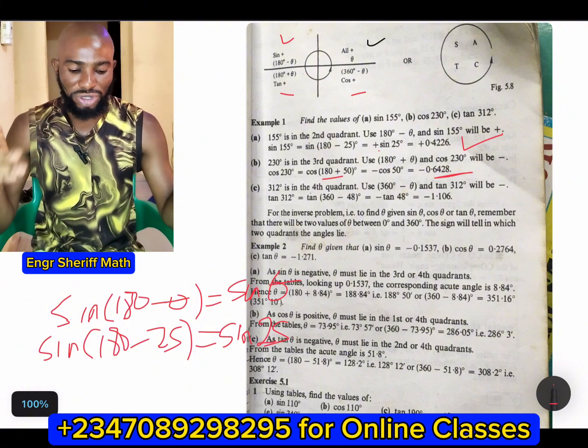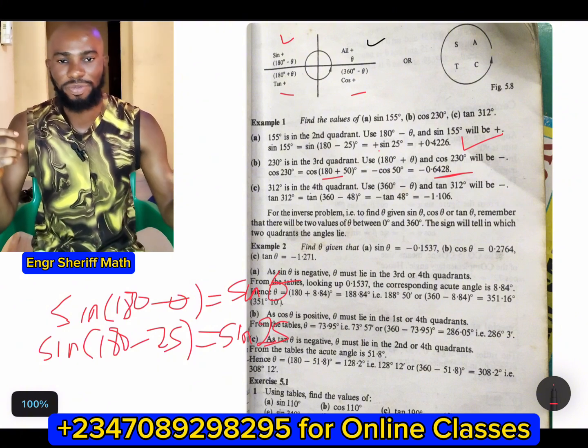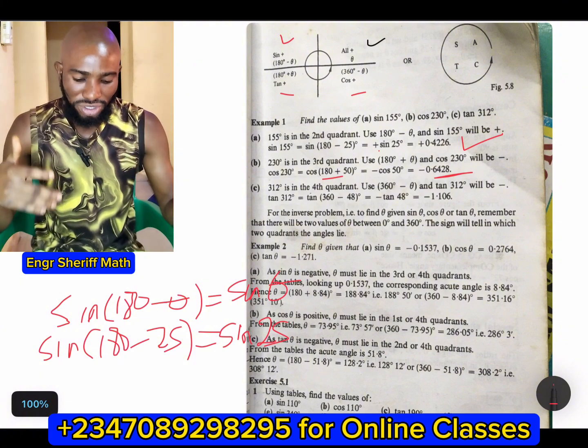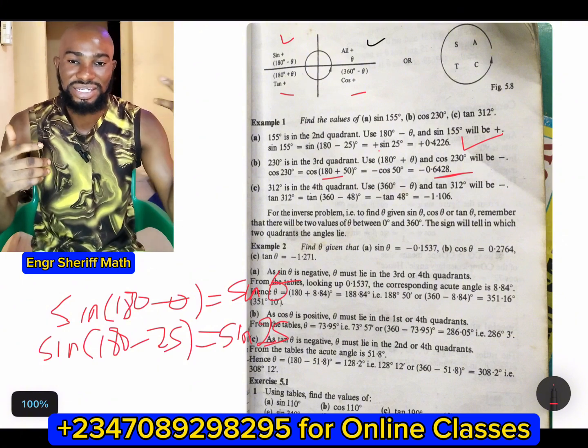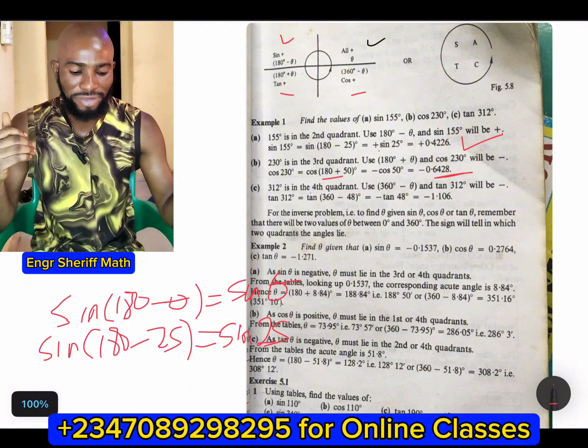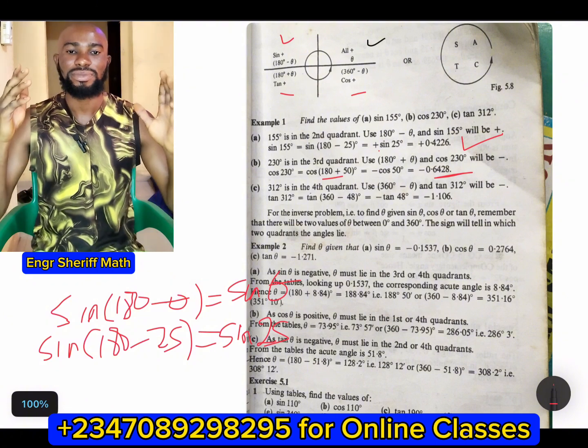And the last one, 312, is lying in the fourth quadrant. For that reason, you'll be doing 360. What number can you subtract from 360 that can give you 312 degrees? That's 48. That's 360 minus 48. And tan is negative in the fourth quadrant. That's minus tan 48, which is minus 1.106.